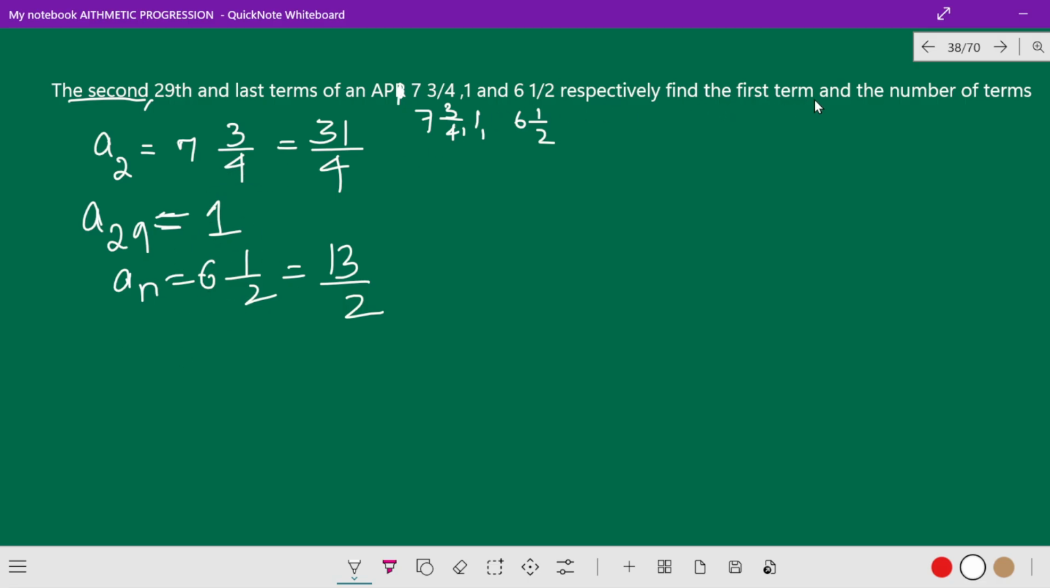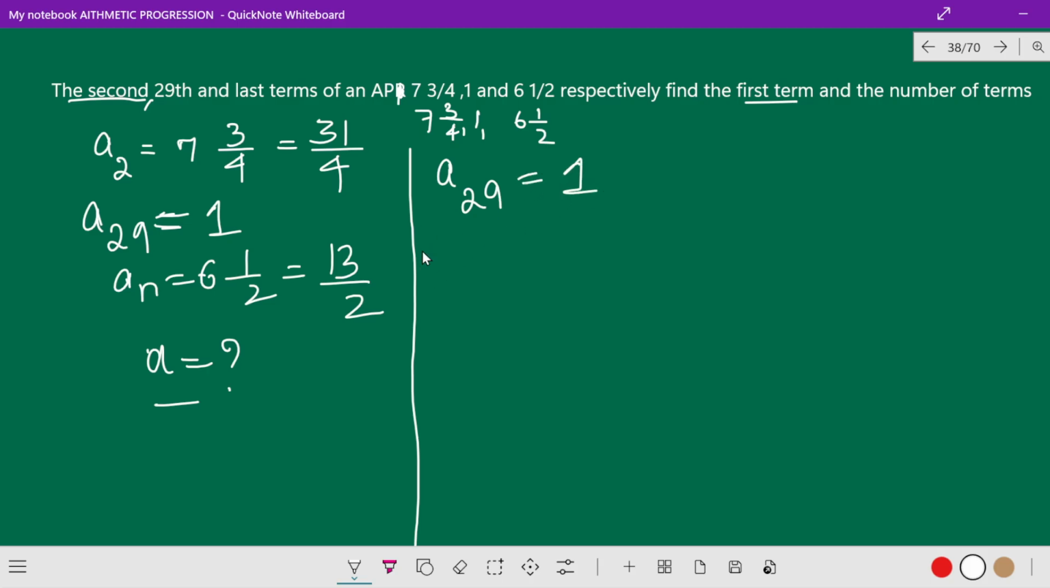Now we have to find the first term and the number of terms. First term means we have to find A. These are the only given items we have put. Now we'll start the solution. A29 is equal to 1. So A29 becomes A plus 28D is equal to 1. Take this as equation 1.